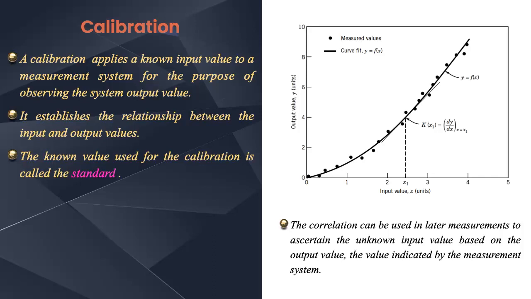Now we can use that output, put it into the calibration curve, and once we do that, we can obtain the force that the load cell actually measures. So that is the overall objective or the purpose of calibration. To restate, the calibration curve can be used in later measurements to ascertain the unknown input, which would be the force that we want to know, based on the output value, that is, the voltage that we recorded. That is the value indicated by the measurement system.